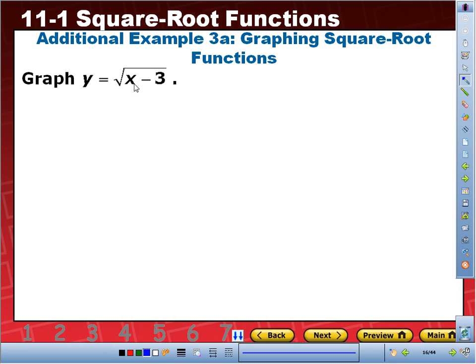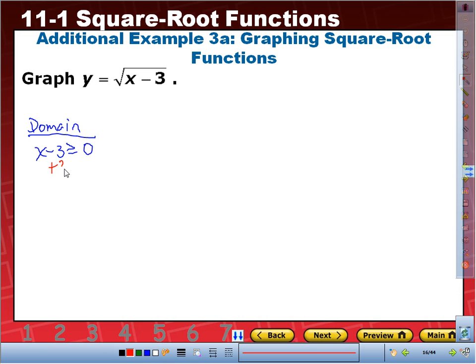Example 3a. Graph y equals square root of x minus 3. So the first thing that we need to do is what? Find the domain. So you're going to write domain. And we're going to write what? X minus 3 greater than or equal to 0. Let's solve. Add 3. X is greater than or equal to 3.